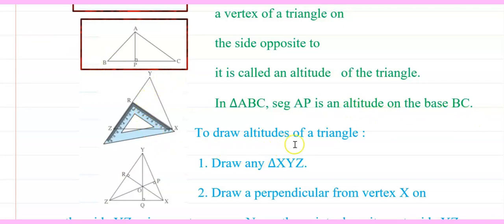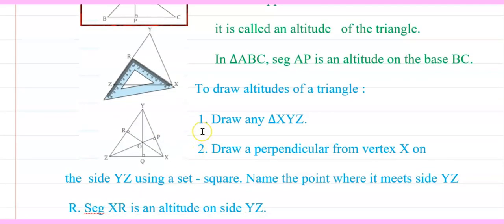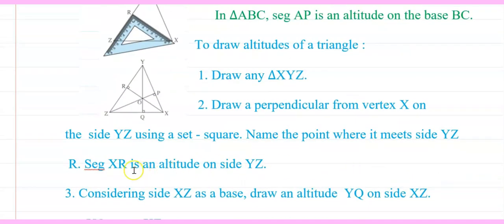To draw the altitudes of a triangle, first see this. Draw any triangle XYZ. Draw a perpendicular from the vertex X on the side YZ using a set square. Name the point where it meets the side YZ as R. Segment XR is an altitude on side YZ.